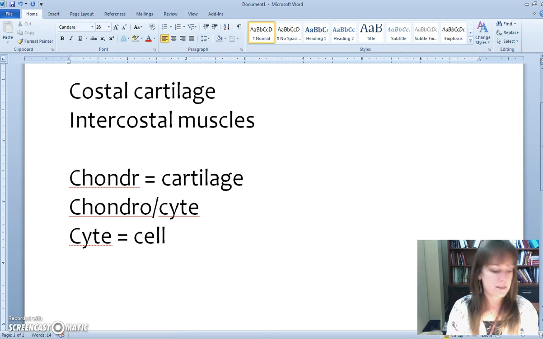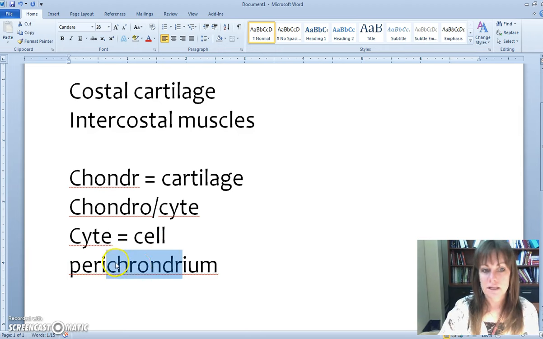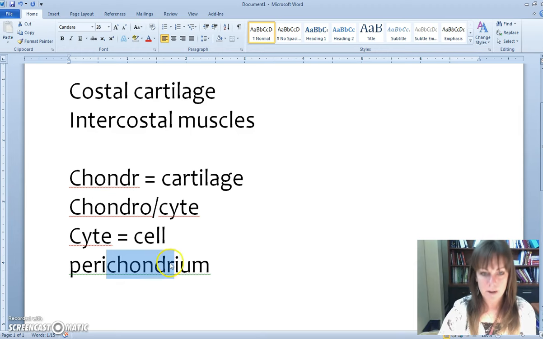You're also going to see things like perichondrium. Sounds like a big word. Well, in fact, having this and knowing that anytime I see chondra, oh, I misspelled that. Anytime I see chondra, that's going to refer to cartilage. You know, it has something to do with cartilage. Okay?